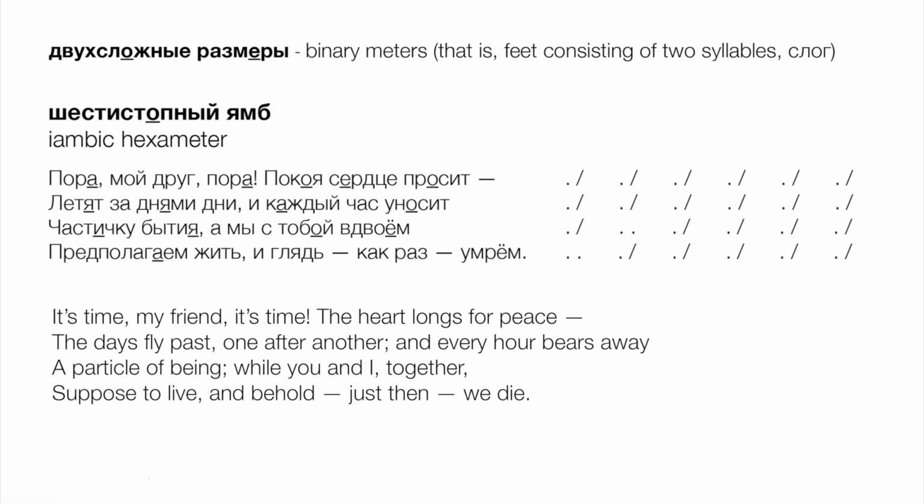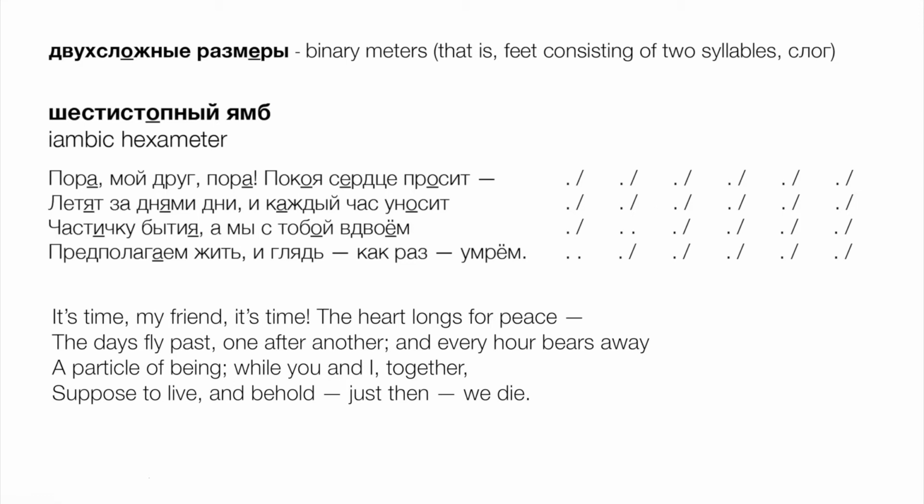Certainly. Летят за днями дни. Летят, stress on the second syllable. За днями дни, right? Again, no deviation. Та-дун, та-дун, та-дун. Летят за днями дни. И каждый час уносит. Again, час, that's a monosyllabic noun. We haven't marked the stress because we know there's only one syllable, right? But again, in terms of scanning the poem, we would say it gets the stress. And again, still no deviation. Частичку бытия, а мы с тобой вдвоем предполагаем жить и глядь, как раз умрем. Okay, so it's only in line 3, I'd say, that we get any kind of rhythmic deviation. And at this point, it's maybe a bit of a surprise, right? Because the first 2 lines, again, somewhat unusually, he's stuck very closely to the meter.